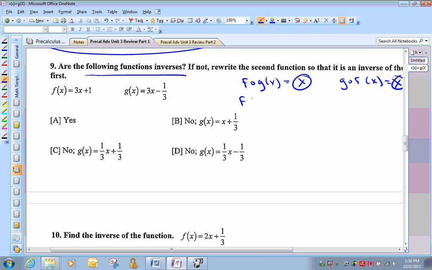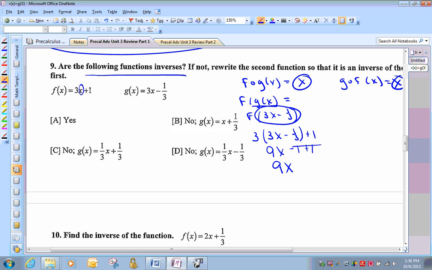So let's fog, f of g of x. So g of x, remember, is 3x minus 1/3, because that's what g of x is. So we're going to plug in all of this for this x. So we have 3 times parentheses 3x minus 1/3, and then plus 1. Well, 3 times 3 would be 9x, and 3 times -1/3 would be minus 1, and plus 1, that goes out, but that's a 9x, not just an x.